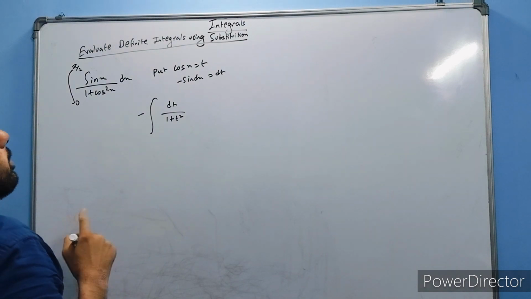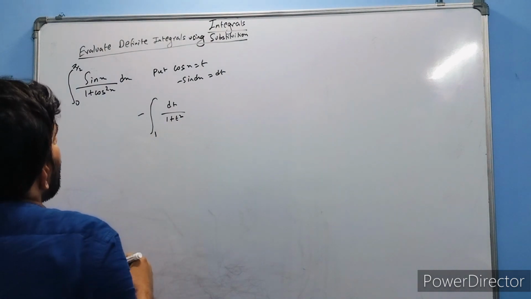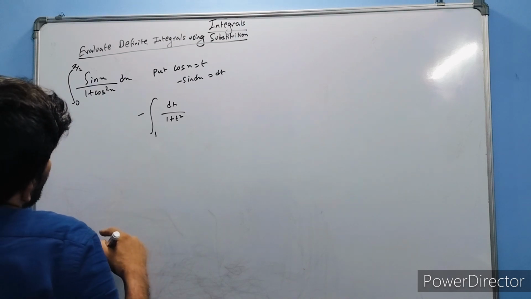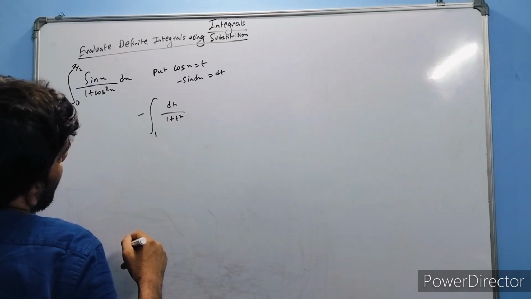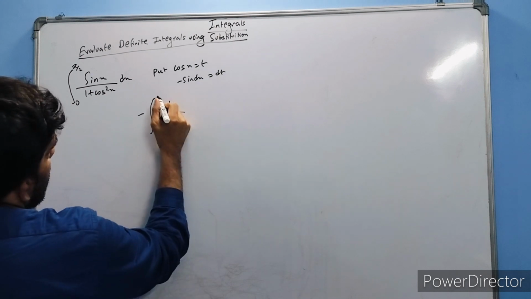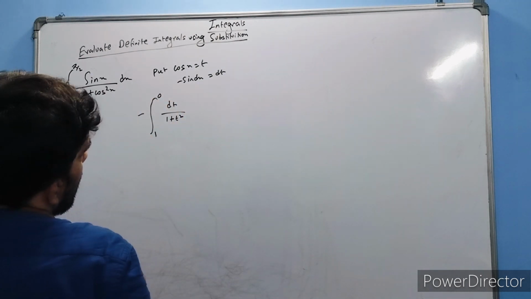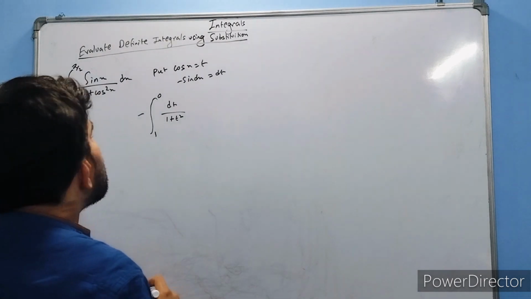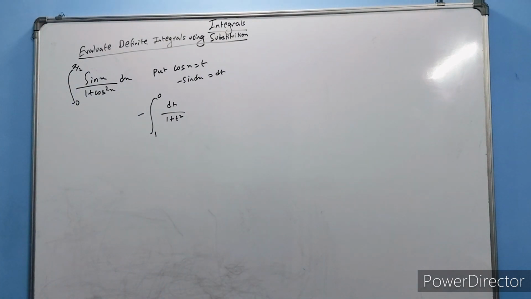If x is 0, cos 0 is equal to 1. If x is 90, cos 90 will be 0. Okay, so that is how we can easily solve the numerical. Cos 90 is 0 and cos 0 is 1.